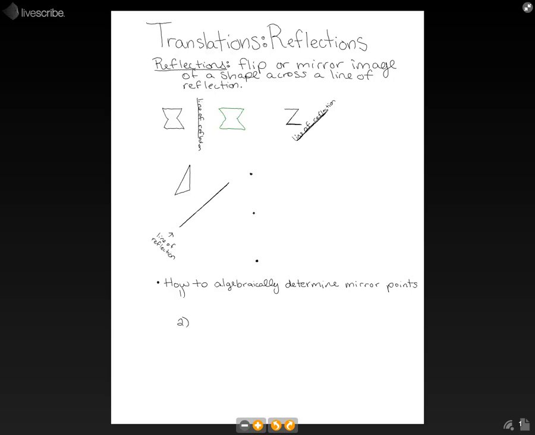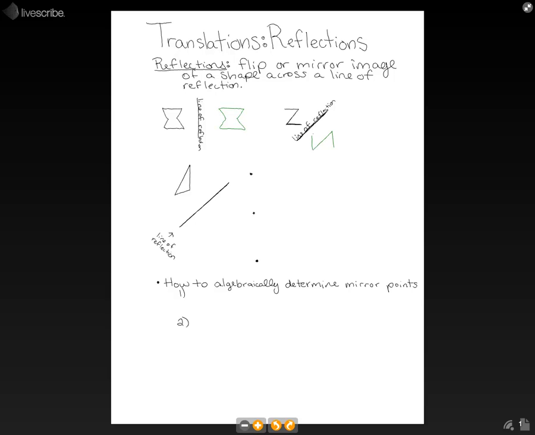Now our line of reflection doesn't always have to be vertical or horizontal. We can also have lines of reflection like this one to the right.